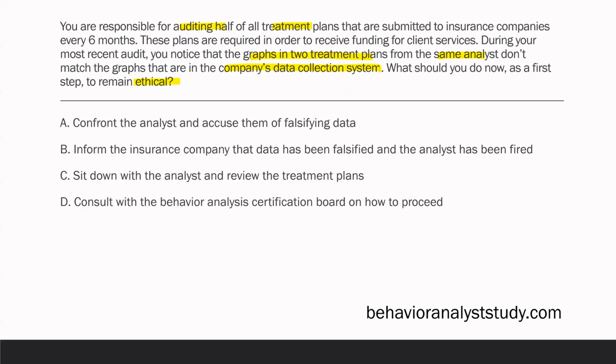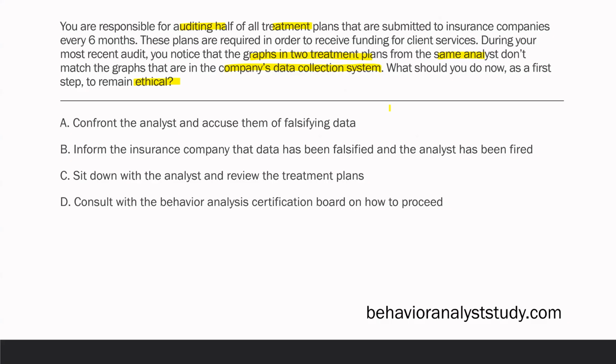When you think there's an ethical violation that might have occurred, but you aren't sure, what should you do as a behavior analyst? A, confront the analyst and accuse them of falsifying data. Accusations are not going to get you anywhere in this situation. That is not a good collaborative effort as a behavior analyst. So we don't want to confront them. All we have right now is information that the graphs they submitted don't match the data collection system. We don't know if it was intentional or not. So confronting them and accusing them, we don't have any information to back up that strategy.